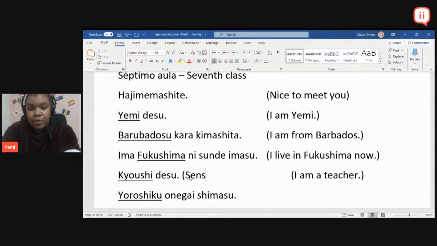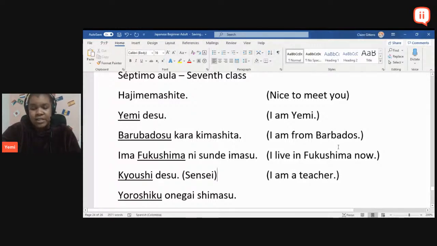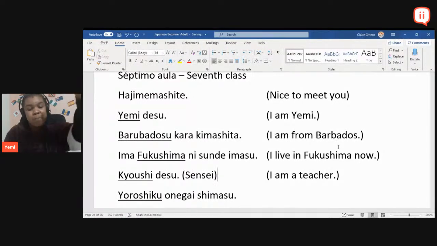Okay, instead of kyoshi for teacher. Sensei is a respectful term. Okay, it's like a rank. And in Japan, hierarchy is very important. So sensei is something you say to someone above you, not just teachers, but doctors, lawyers, politicians. You can use sensei for all of those. But for yourself, because it's a respectful term, you don't want to pay respect to yourself. It's then rude. So you would use kyoshi, which is more like instructor.